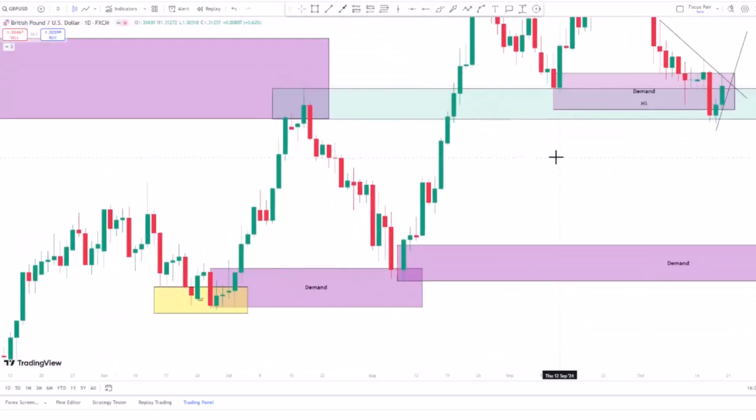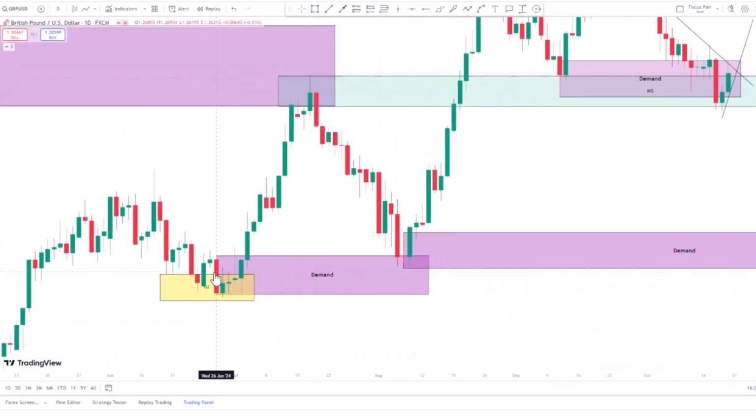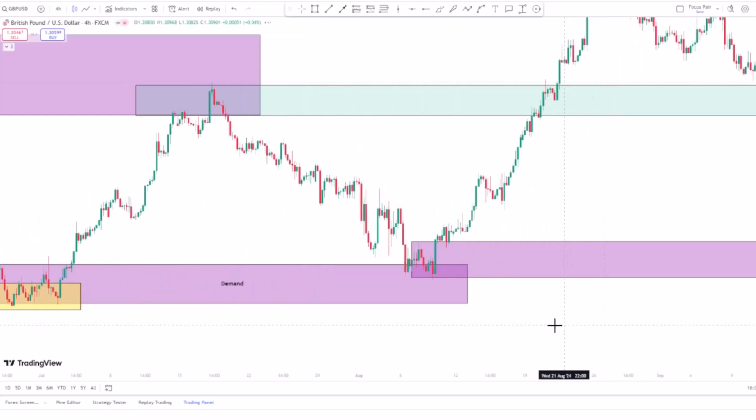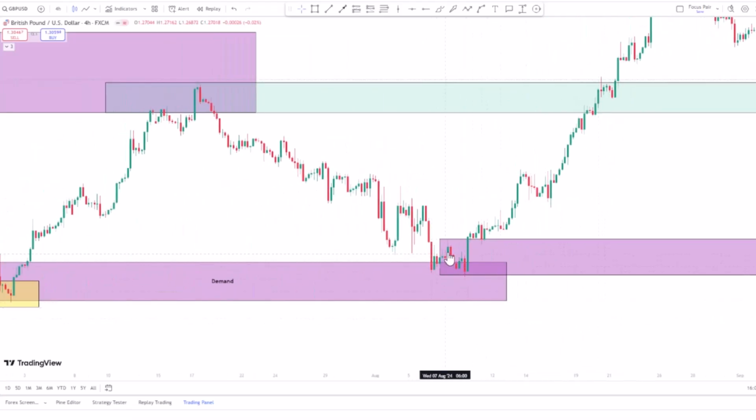You can see on this demand level down here, after price came back to this demand level on the daily time frame, going down to the lower time frame, going back to the 4-hour, firstly let's go to the 4-hour to see what the market really does at that particular level. You can see when price got here, we have this double bottom here. Price created this double bottom before shooting up.